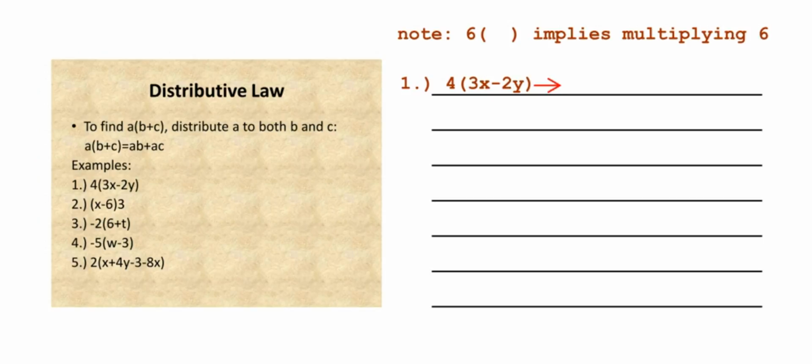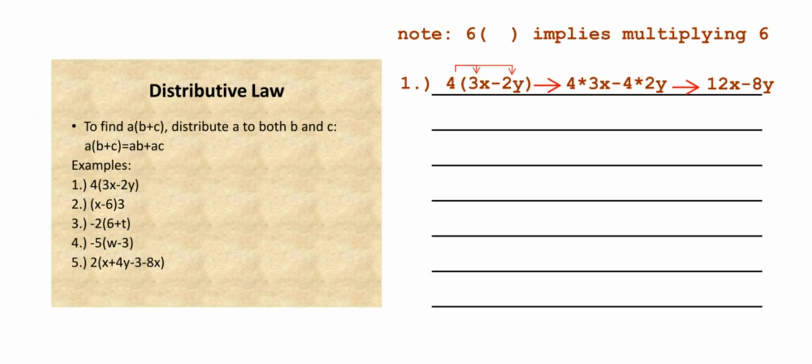Okay, so in that case, let's distribute. 4 times 3x gives us 4 times 3, 4 times 3x. 4 times negative 2y gives us 4 times 2, right? And then notice that there's a negative. Positive times a negative will give us a negative. And let's not forget the y. And now let's simplify this. 4 times 3 gives us 12. And 4 times 2 gives us 8. So we have 12x and negative 8y.